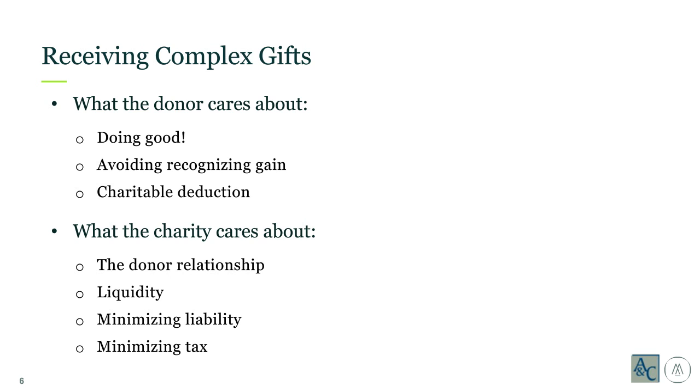And some of which are non-tax issues, which we'll cover as we move forward. So the donor and the charity have separate sets of issues they care about in any gift like this, and we'll talk about each of them briefly here. The donor's primary concern in making a charitable gift usually is to do good, whatever that means to them. They're making this gift usually because they want to benefit the charity and the charitable programs.